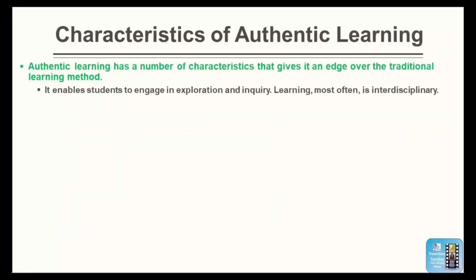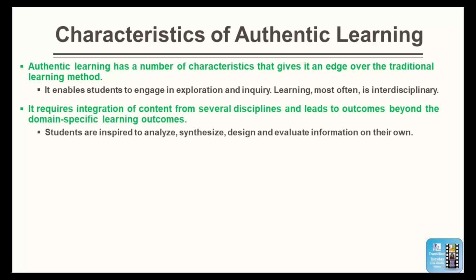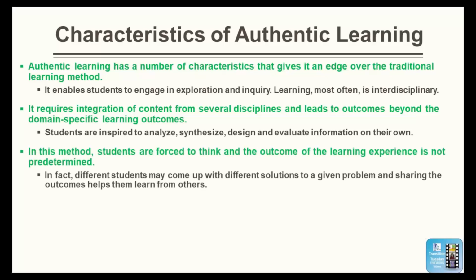Authentic learning has a number of characteristics that give it an edge over the traditional learning method. It enables students to engage in exploration and inquiry. Learning most often is interdisciplinary. It requires integration of content from several disciplines and leads to outcomes beyond the domain-specific learning outcomes. Students are inspired to analyze, synthesize, design, and evaluate information on their own. In this method, students are forced to think, and the outcome of the learning experience is not predetermined.